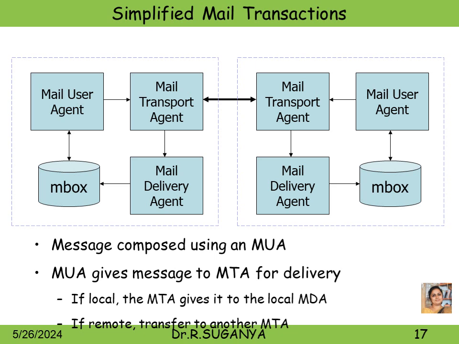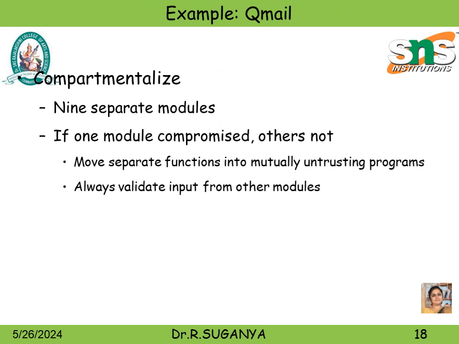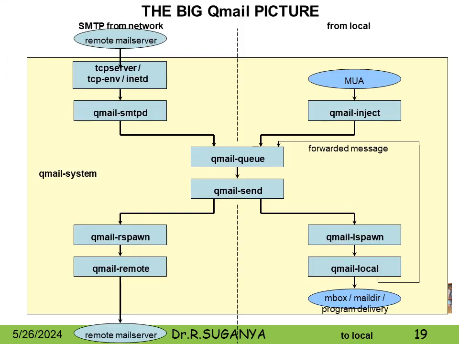The mail user agent and mail transport agent are intermediaries for the mailbox. A message is composed using an MUA, which gives the message to the MTA for delivery. If local, the MTA gives it to the local MDA; if remote, it transfers to another MTA. Qmail is compartmentalized into nine separate modules. If one module is compromised, the others are not. Move separate functions into mutually untrusting programs. Always validate input from other modules.